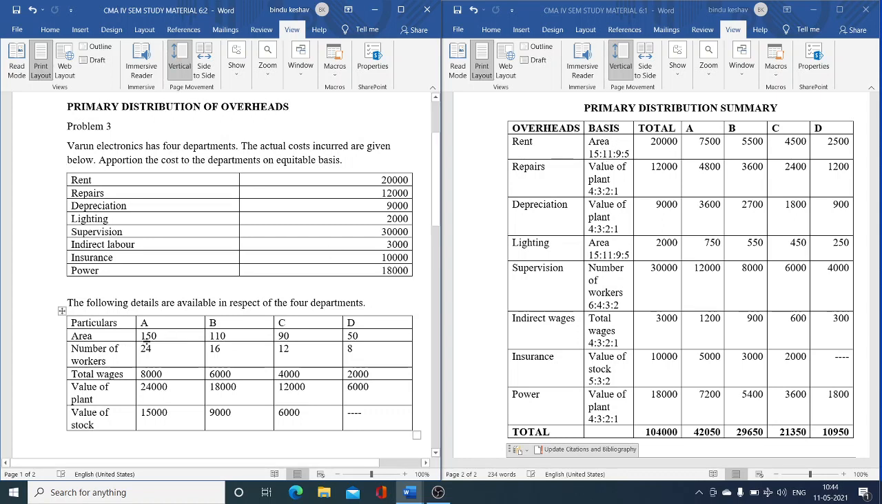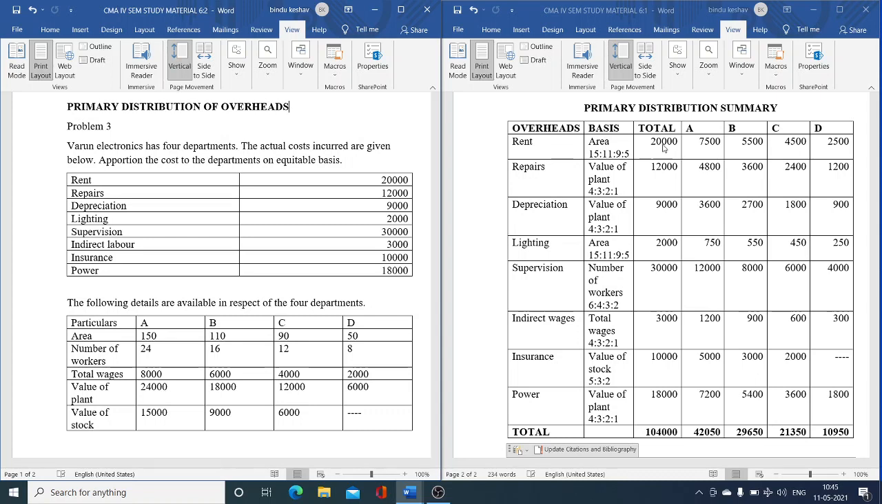Here you can see it is 150, 110, 90 and 50. So the ratio will be 15 is to 11 is to 9 is to 5. In this ratio we will have to divide the overhead of rent of rupees 20,000. First we have to add these items: 15 plus 11 plus 9 plus 5, which is equal to 40. So the total of the ratios is 40.